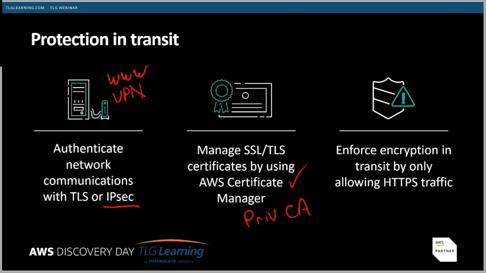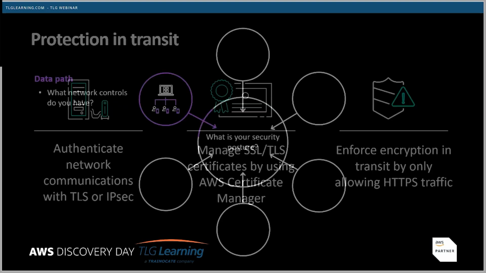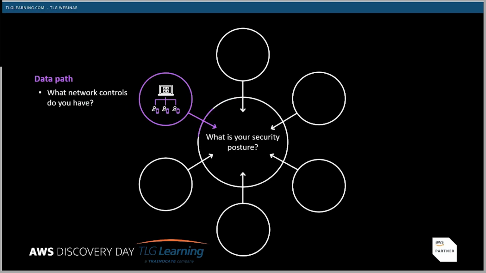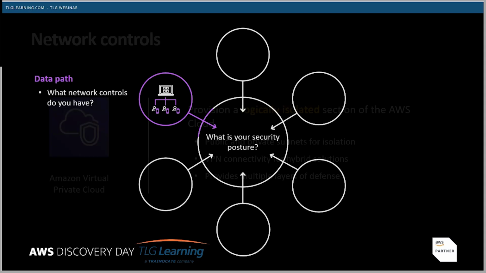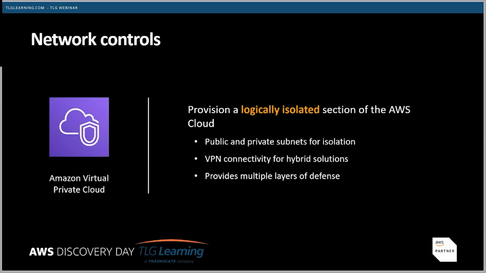And of course, when it comes to traffic, say like our web application traffic, we can ensure we're using encryption by only allowing HTTPS type traffic. Now, what about the data path? What about networking type security? What network controls do we have? Well, we have multiple layers of network type security and multiple services available to you with AWS. So we'll look at a VPC, your virtual private cloud, and subnets, and some other features.